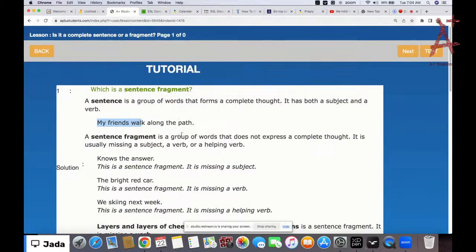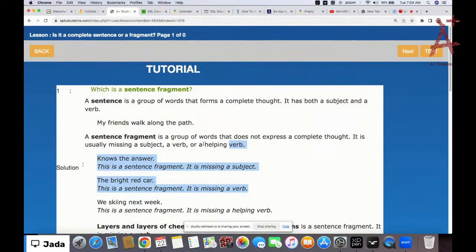A sentence fragment is a group of words that does not express a complete thought. One thing you need to notice is that a sentence fragment does not express a complete thought. It is usually missing a subject, a verb, or a helping verb. A sentence fragment is definitely missing something, and it does not express a complete thought at all.